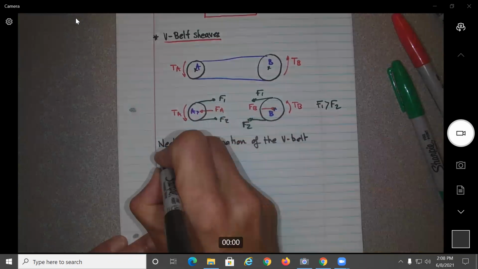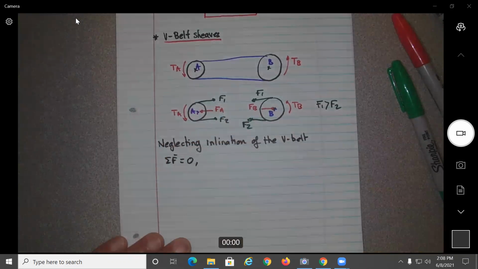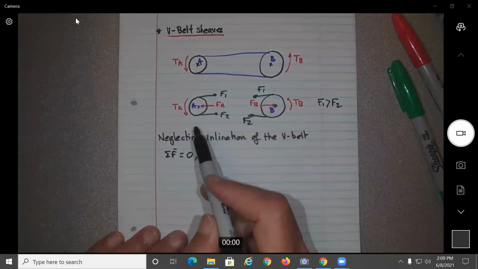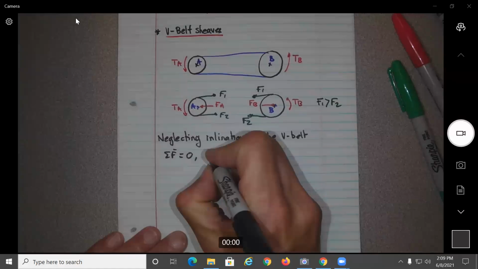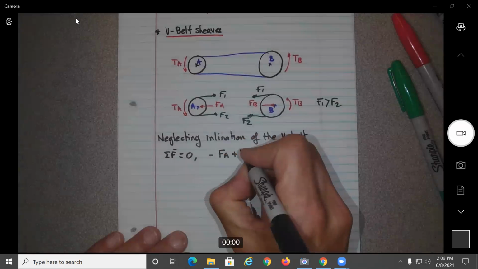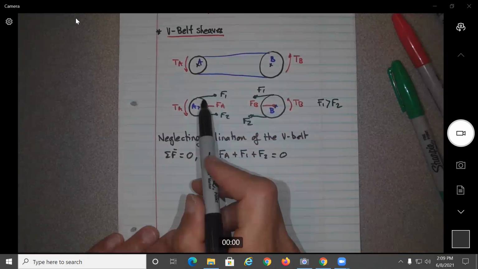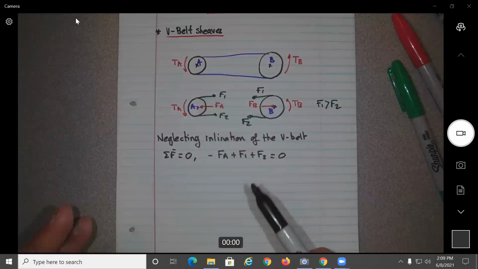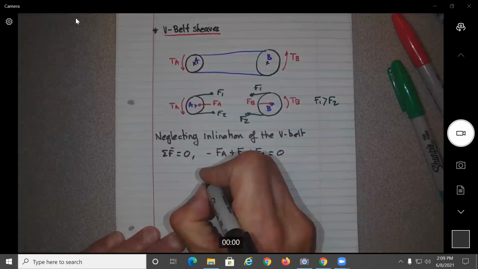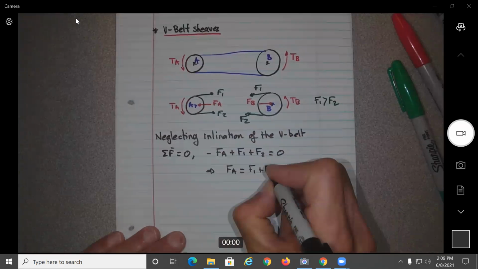We do summation of forces equal to 0. So let's say we look at gear A, just at this figure over here. This will give us minus F_A plus F_1 plus F_2 equal to 0. It should be a small angle, or maybe not that small, but all right, let's say that we do an approximation. So this will give you that the force F_A equal to F_1 plus F_2.